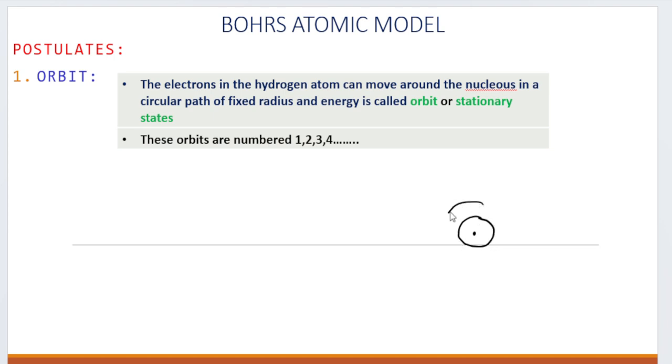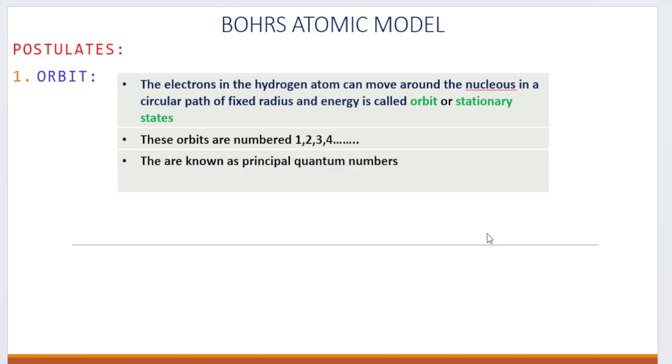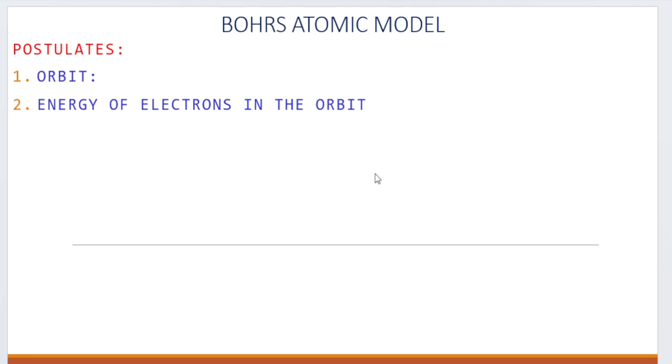These orbits are numbered as 1, 2, 3, and so on. These numbers, 1, 2, 3, 4, are known as principal quantum numbers. And the second one is energy of electron.